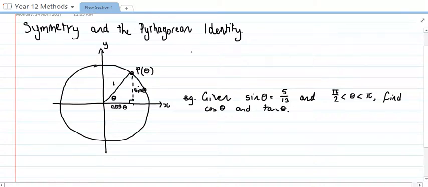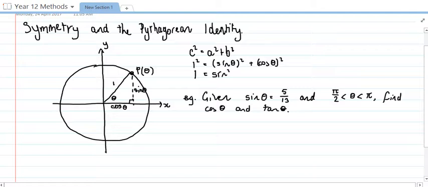So going back to this, Pythagoras' theorem tells us that c squared equals a squared plus b squared. From this example, the hypotenuse is 1, so 1 squared equals a squared plus b squared, where a and b are just sine theta and cos theta, so I need to square them. A nice way of writing this, well, 1 squared is just 1. Normally sine theta all squared is just written as sine squared theta, and likewise cos becomes cos squared theta.